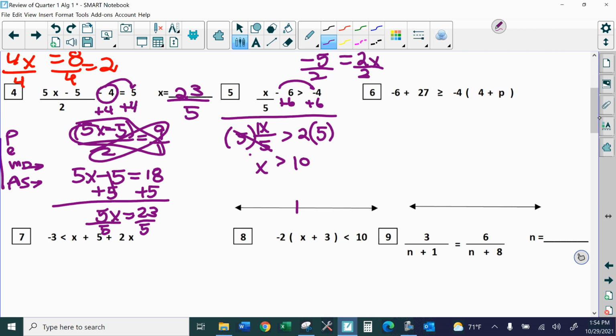And then I want you to graph it. There's 10, greater than, put an open circle. Greater than is always to the right, shaded.